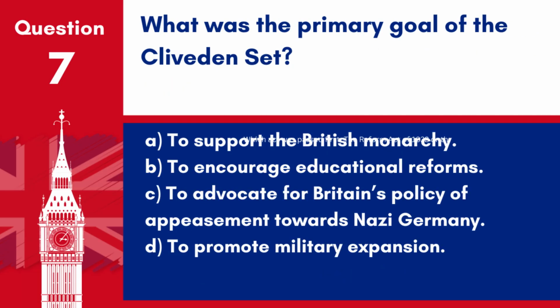Question 7. What was the primary goal of the Cliveden Set? A. To support the British monarchy. B. To encourage educational reforms. C. To advocate for Britain's policy of appeasement towards Nazi Germany. D. To promote military expansion.